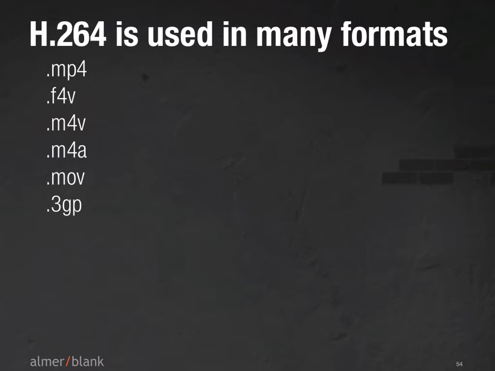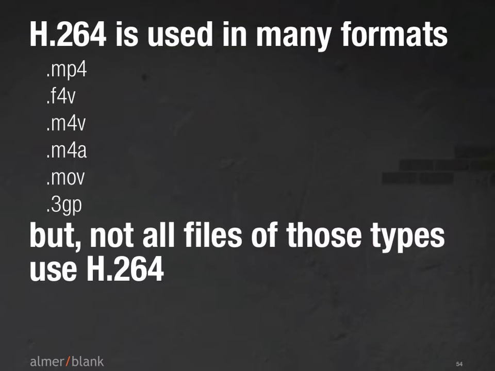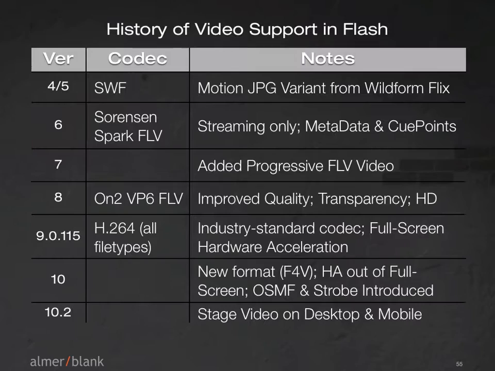H.264 is used in many different formats, which I list here: MP4, F4V. That's the Adobe one for Flash. That's the H.264 format for Flash. M4V, M4A, .mov, and 3GP. But not all those files are H.264. I'm pointing this out because Flash will just play it, right? You don't need to make your video file an F4V in order to have Flash play it. If you have an MP4 that's H.264, you can just load that in.